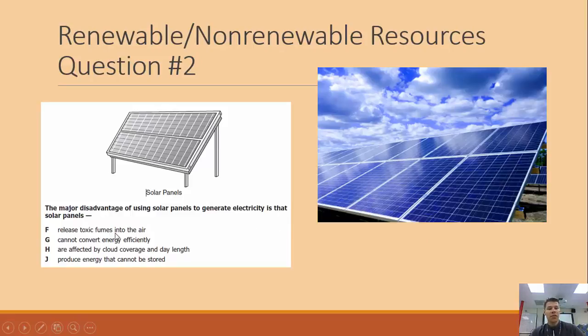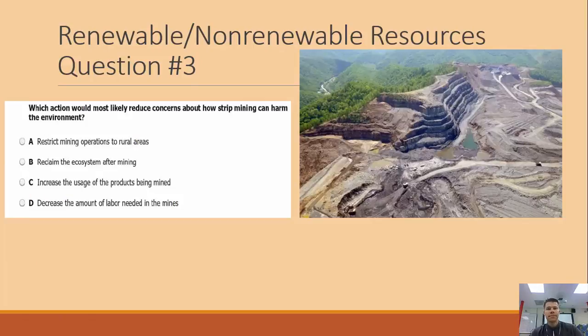They release toxic fumes? Absolutely not. It's a very clean energy. Cannot convert energy efficiently? No, they're getting better and better. They can do that. Are affected by cloud coverage and day length. Now that's true. On a really cloudy day, you're going to generate less electricity. And at night, you're not going to be able to generate any electricity. So our best answer here is H. Are affected by cloud coverage and day length.